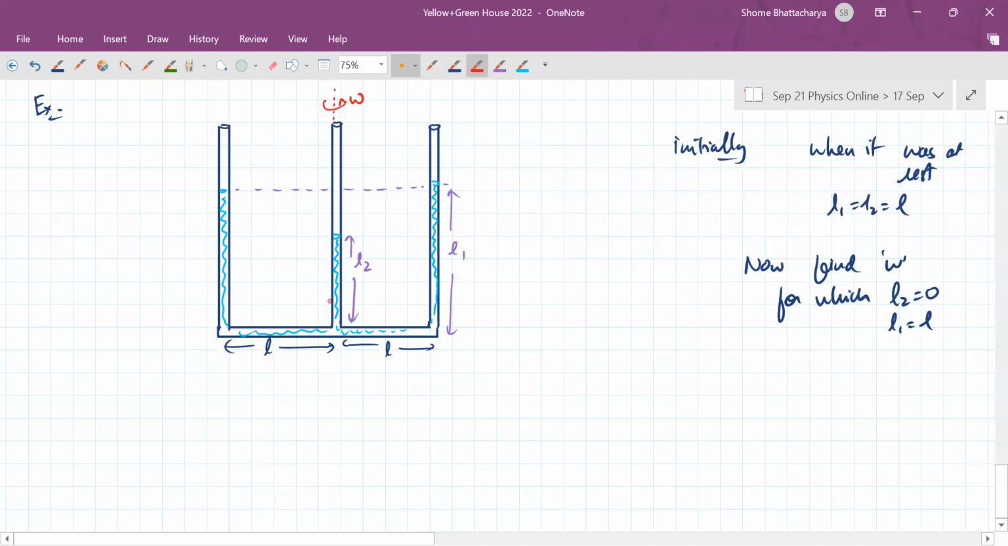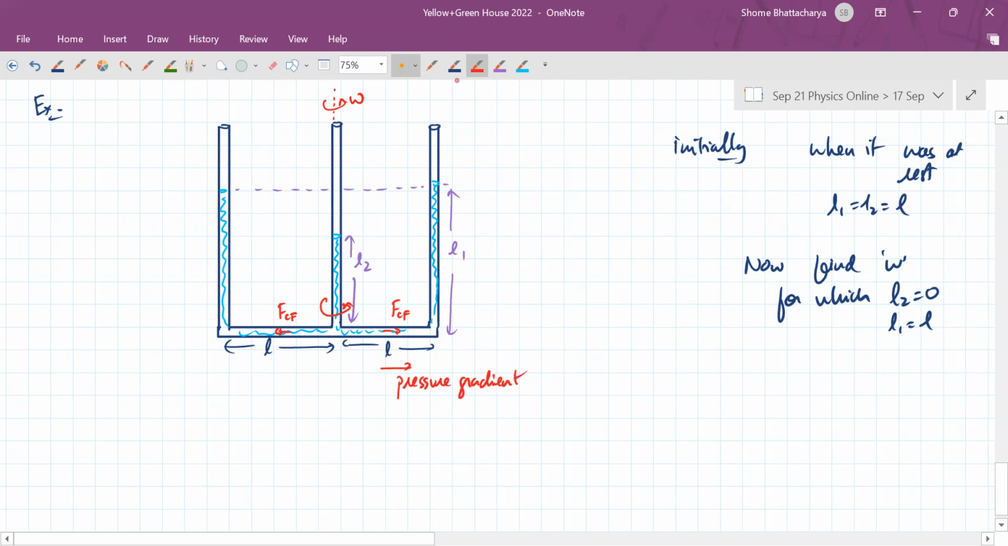Okay, so what you'll understand is that because of the rotation about this axis, there is centrifugal force like this acting on the liquid. So this creates a pressure gradient.